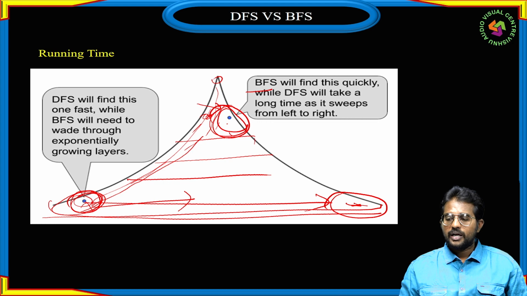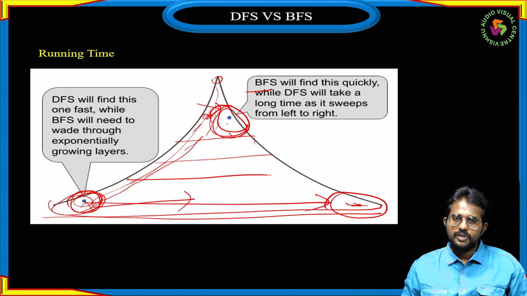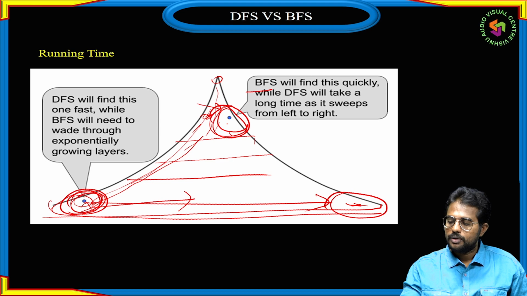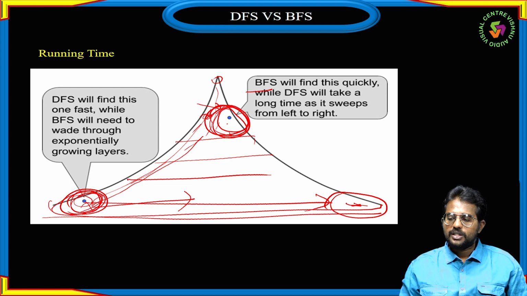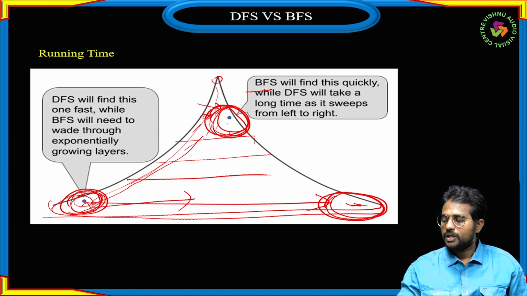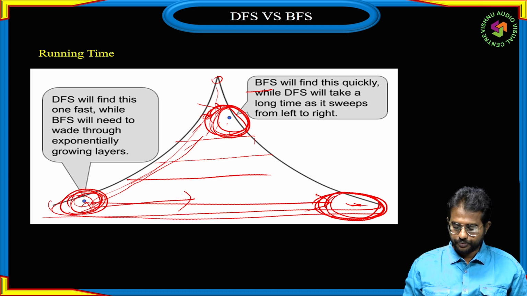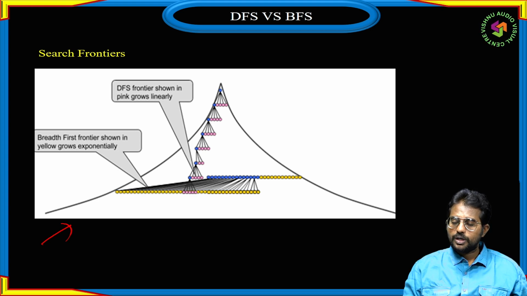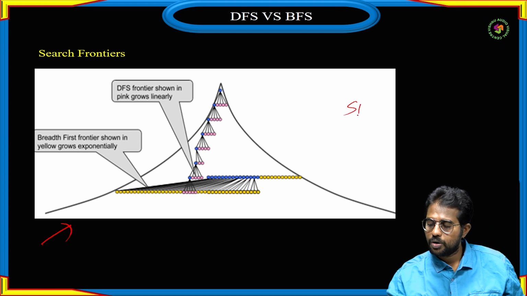So in running time, the best case for BFS is to have the goal node here. For the worst case for both algorithms, the goal node will be present in this area. So this is the search frontier for both DFS and BFS. From this, I am going to calculate the space complexity.